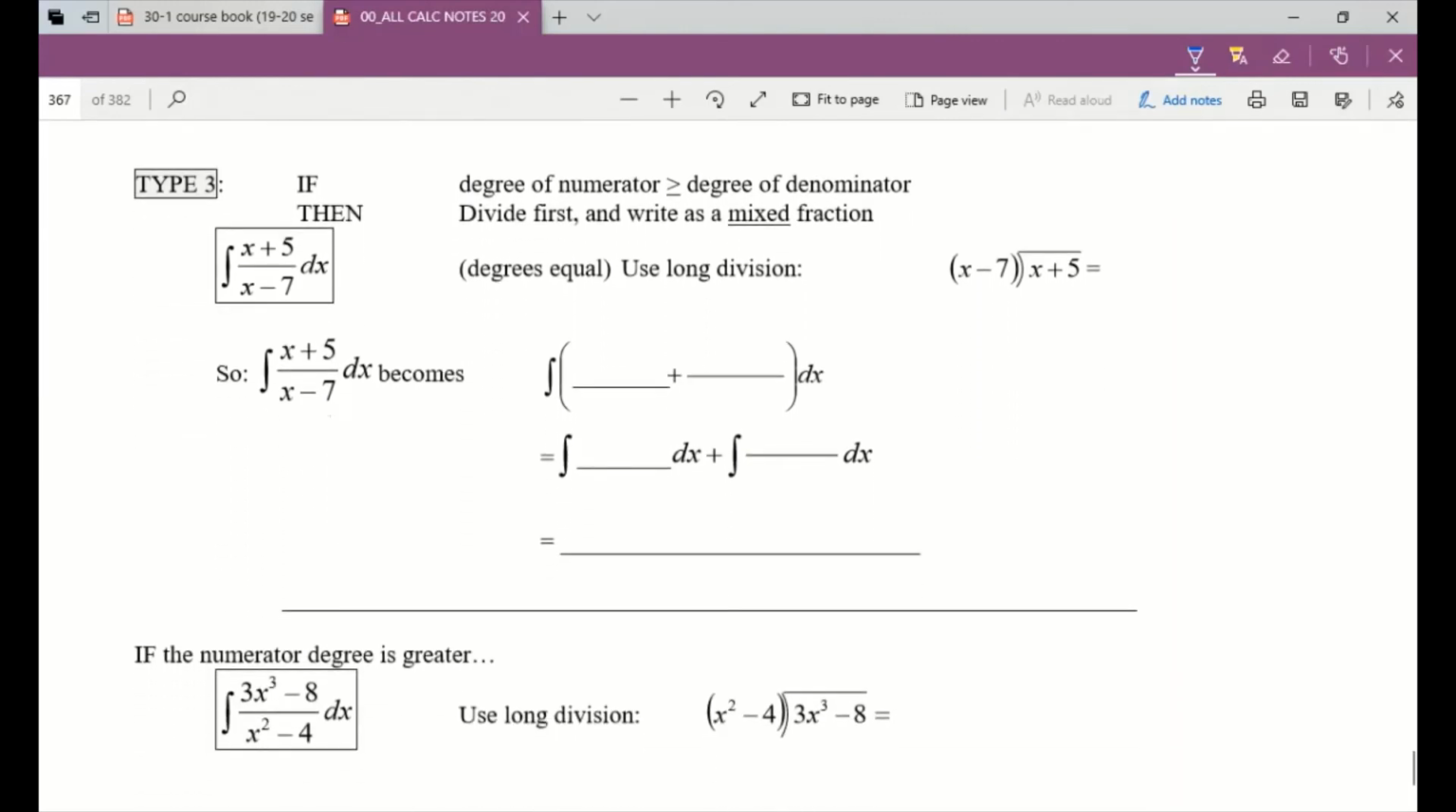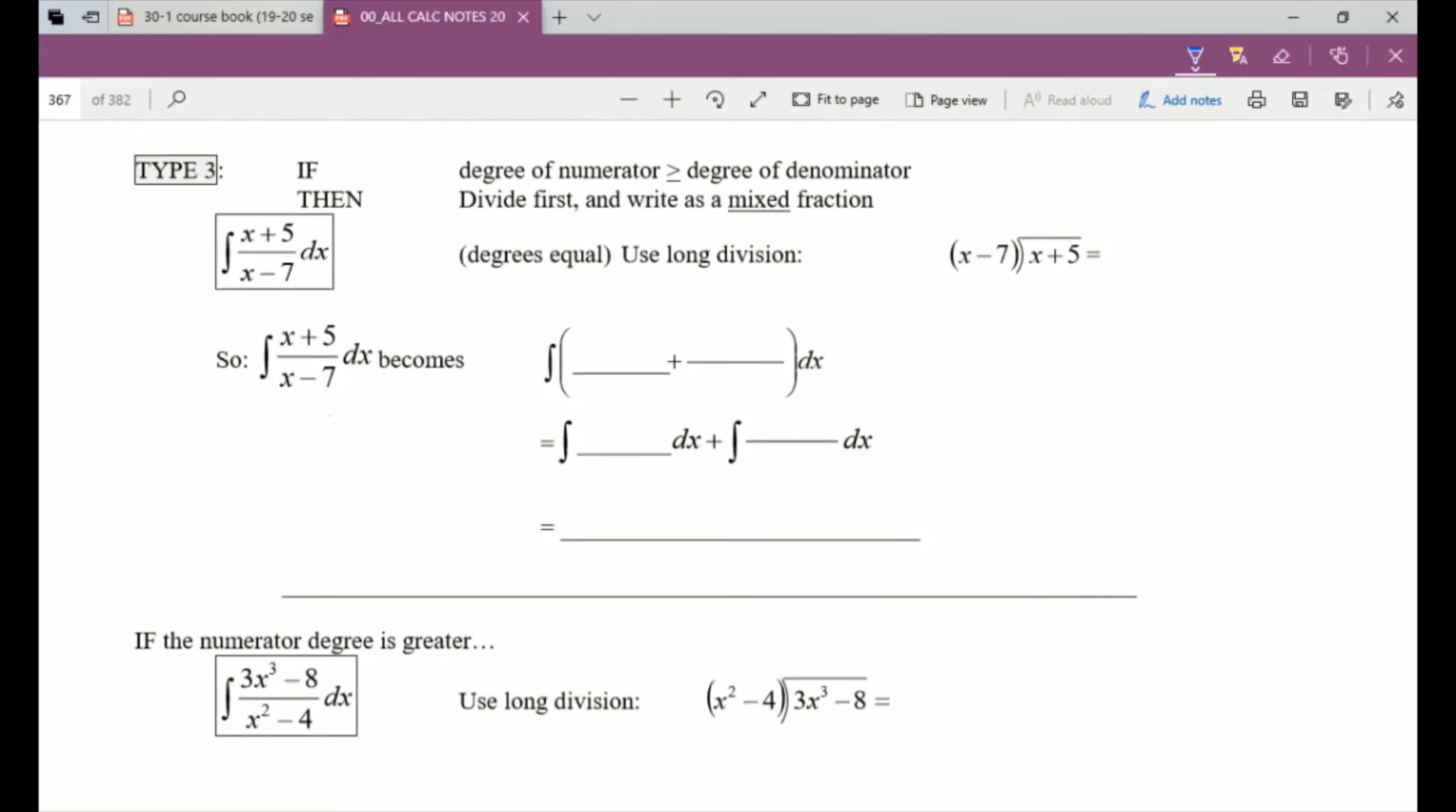Part 3. If the degree of our numerator is greater than or equal to the degree of the denominator, so if it's the same or more, let's divide first. Let's do this as division and write it as a mixed fraction.